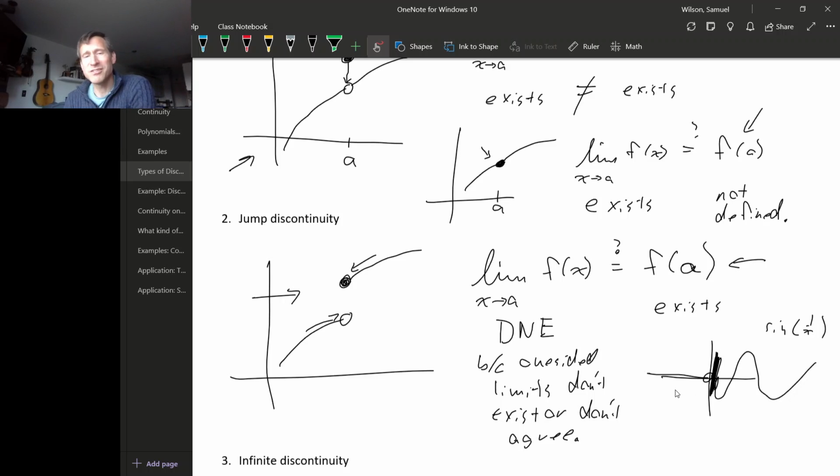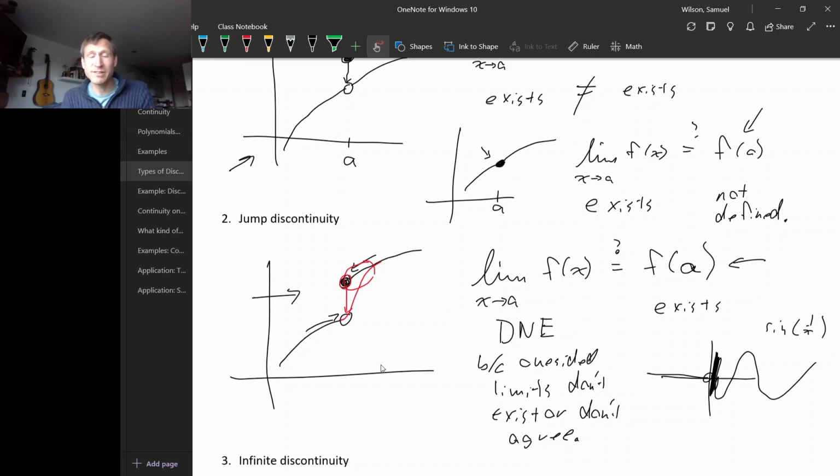Jump discontinuities are somehow worse than removable discontinuities because to fix a jump discontinuity, you can't just change a single point. We couldn't just take this single point on the graph and move it down here. It would still be discontinuous. To fix this discontinuity, we would have to sort of bend an entire chunk of the graph like this. And that's pretty drastic surgery. Right? Removable discontinuities are nice because you only have to move one point. Jump discontinuities are not so nice because you have to mess with a whole interval of the graph.